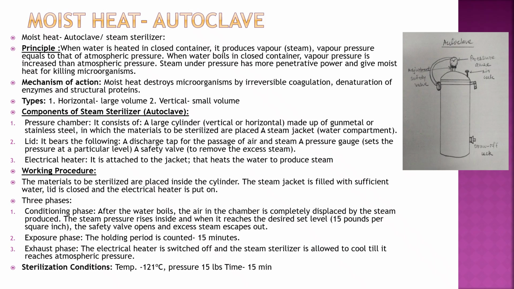In the conditioning phase, you have to give the condition of temperature, pressure and time. That is temperature 121 degree Celsius, pressure 15 lbs and time 15 minutes. After the water boils, the air in the chamber is completely displaced by the steam. So the steam pressure rises and then it reaches the desired level, that is 15 lbs pressure. Then the safety valve opens and excess steam is removed.